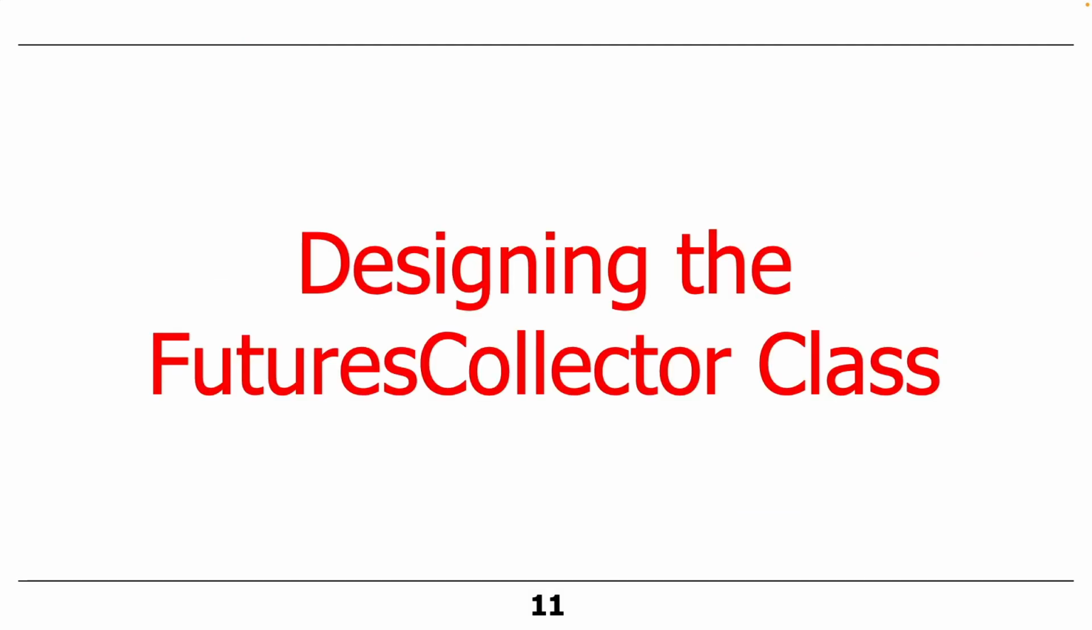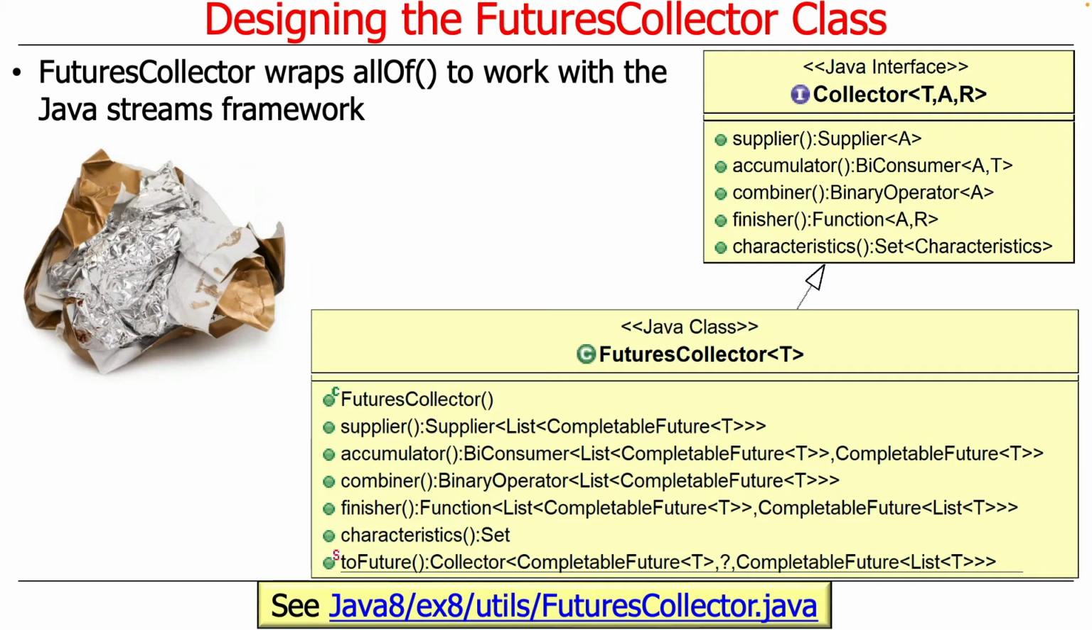So let's talk about the design of the FuturesCollector class, and then we'll talk about the implementation in the next part of the lesson. So we wrap allOf so it works with the Java Streams framework. We don't have to do this. There's other ways of doing this. We could make a standalone method, but I like doing it as a collector because it's very clever and clean and works nicely when we integrate it with Java Streams. And as you'll see, I'm a big fan of using completable futures with Java Streams, Java sequential streams, to give better structure to the program.